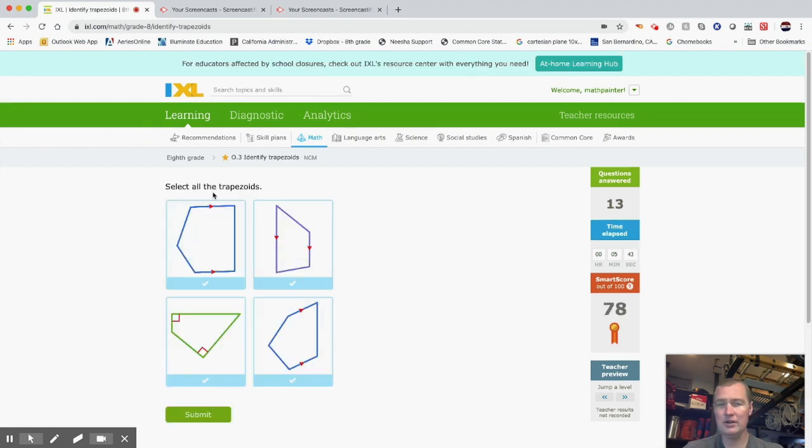Select all the trapezoids. Top and bottom match. They are parallel, but be careful. This is a pentagon. It's a 5-sided figure. It's actually an irregular pentagon because they're not even the same length. So no on that top left. Top right's a yes because left and right are parallel. 4 sides, yes. Bottom left, 1, 2, 3, 4 sides, but no parallel lines. And bottom right, 1, 2, 3, 4, 5 sides, no. So I'm not going to pick that one.